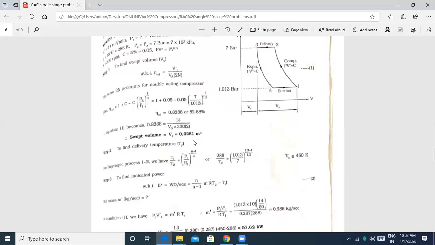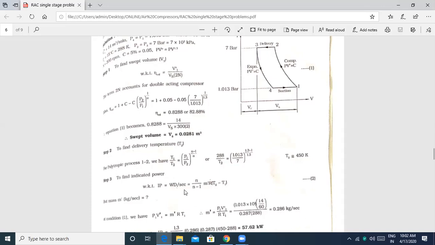Once you find the swept volume, the next step is to find the delivery temperature. You have to apply the same formula between process 1 to 2. That is T2 by T1 equals (P2 by P1) to the power of (N minus 1) divided by N. After substituting all the values, T1 is 15 degrees Celsius, T2 is unknown, P1 is 1 bar, P2 is 7 bar, and N is 1.3. The N value is the same for polytropic expansion as well as compression. After substituting, you get T2 as 450 Kelvin.